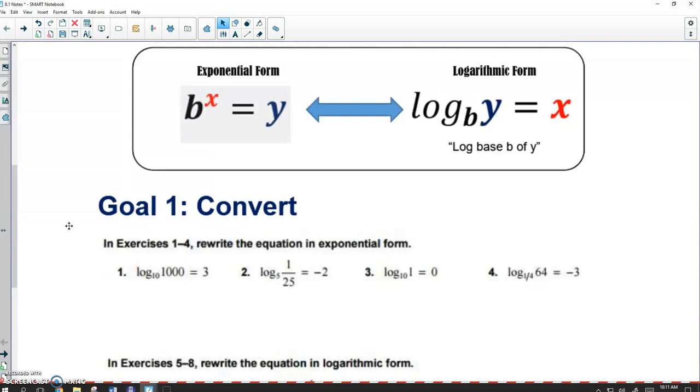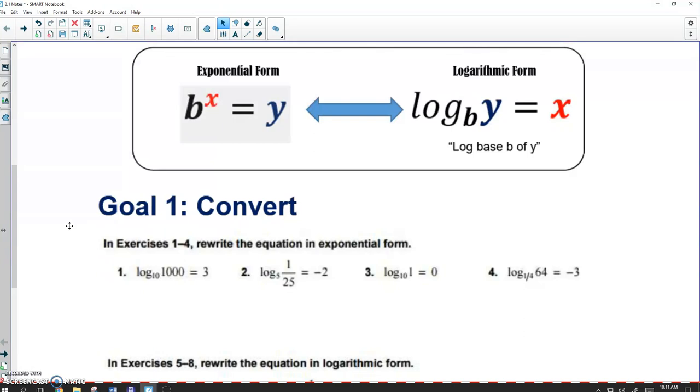So if I start off with something that has exponential form, it looks like this. It looks something like that: b to the x power is equal to y. And I want to convert it to log form. It's a very simple conversion because all you really do is take the x and the y and switch them, and then write a big log on the left. That's how simple it is.